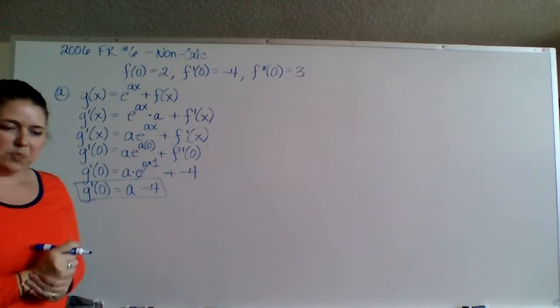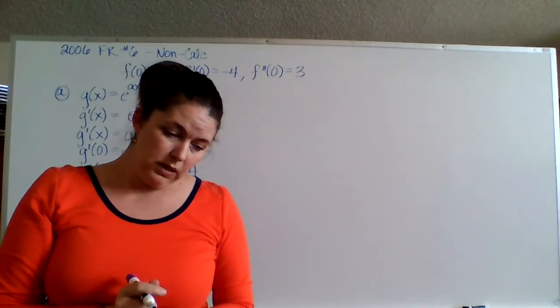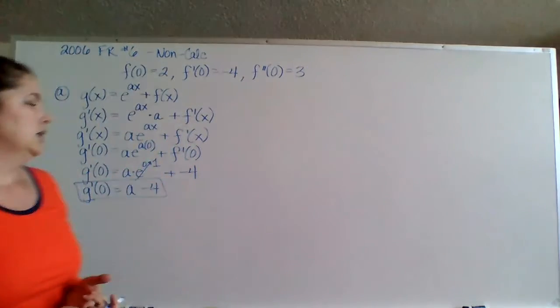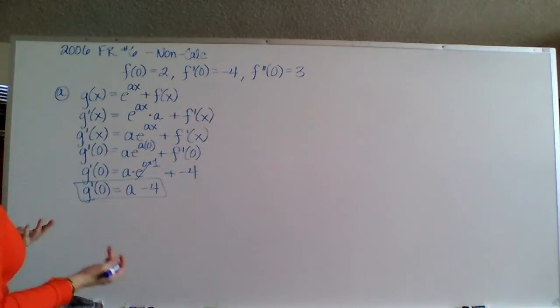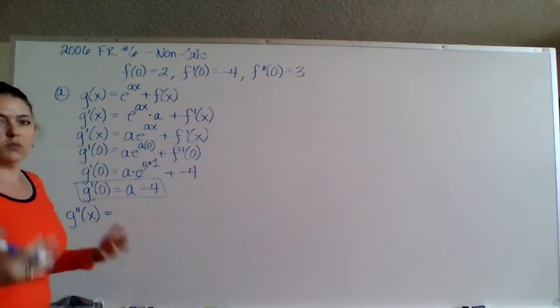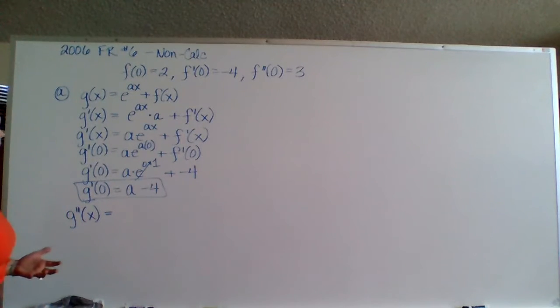So there's the first part. But remember, this one had 2 parts. So they also wanted us to find g double prime of 0. If they want us to find g double prime of 0, then we better start by finding g double prime of x first, in general, in terms of x, right? So we're finding the second derivative.